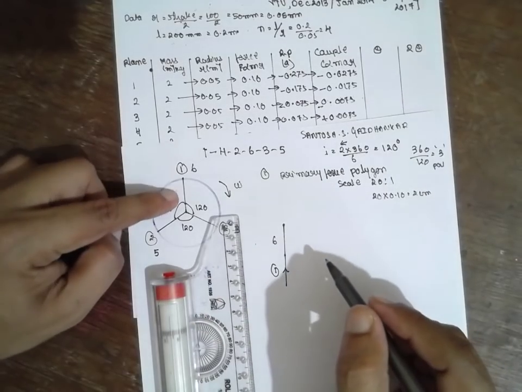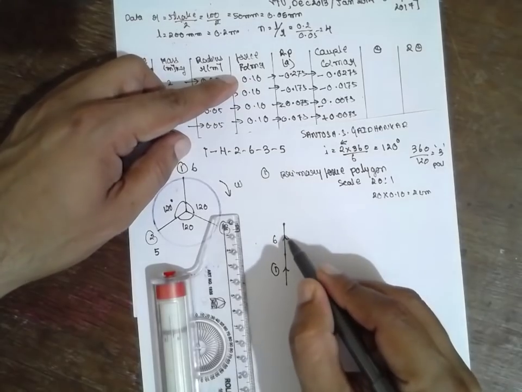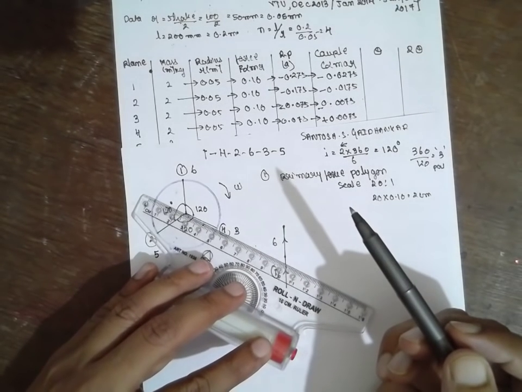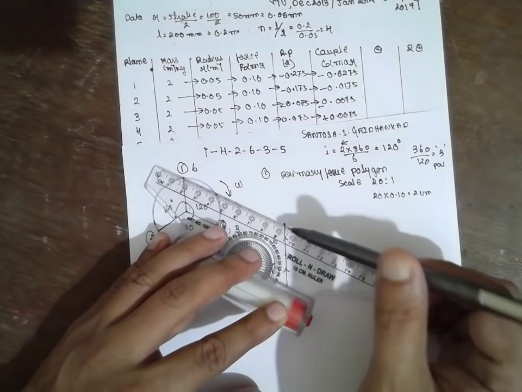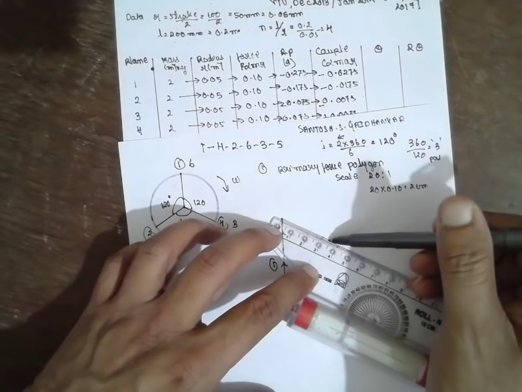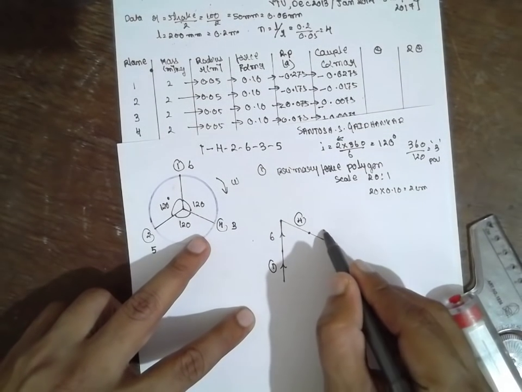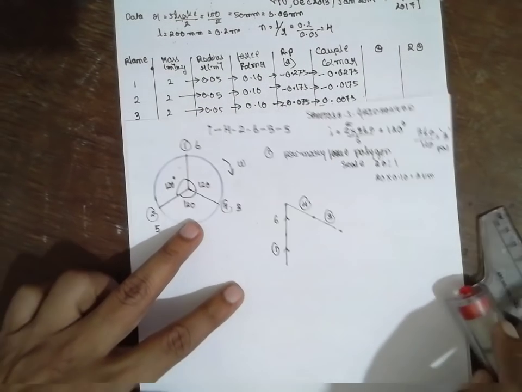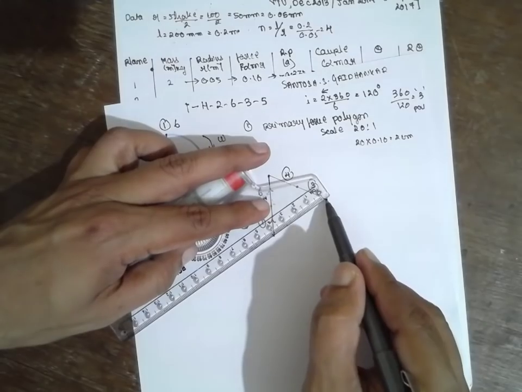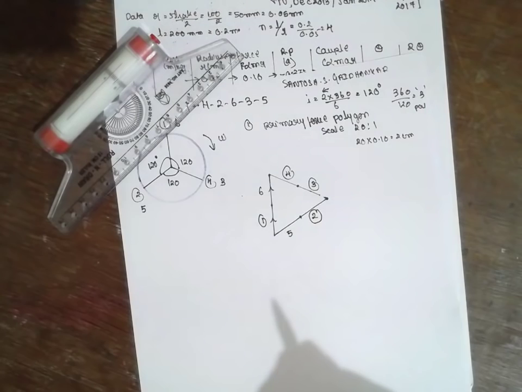This is for 1 and this is for 6, because they are lying in a vertical direction. Why are the arrows in the upward direction? Because of the positive sign, there is no negative. If there is a negative sign, you have to reverse the direction. Next, 3 and 4 at 120, same 2 centimeter. For 4, 2 centimeter, and 3, 2 centimeter, at 120 angle. And next, 2 and 5. This will be 2, this will be 5.